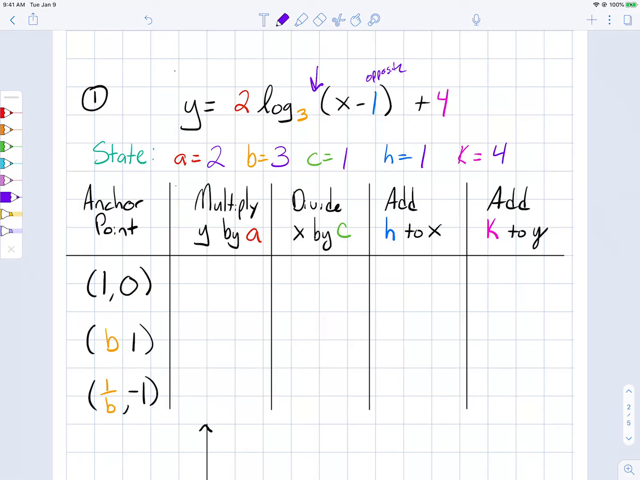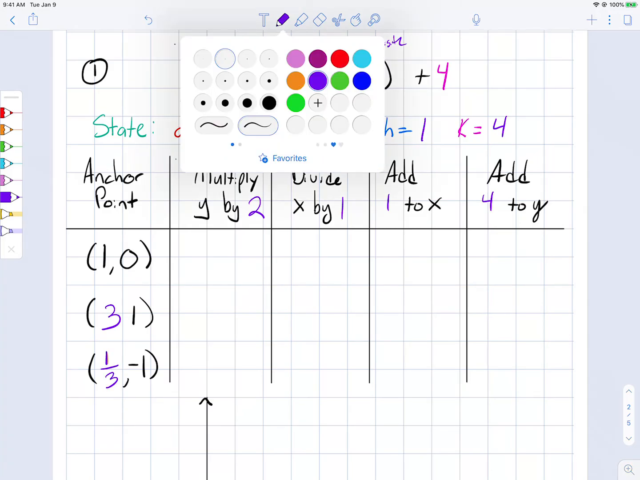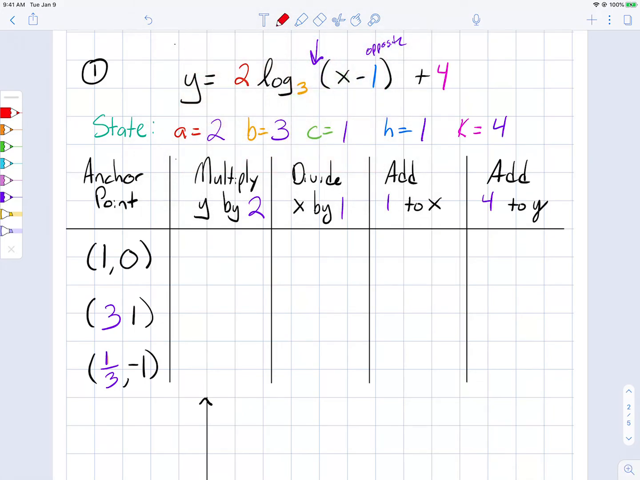So if I were to replace these parts on the table, A is 2, C is a 1, H is a 1, and K is a 4. And then over here on the left-hand side, B is a 3, and that means 1 over B is 1 over 3, 1/3. So now I'm going to follow my instructions to find the different answers.